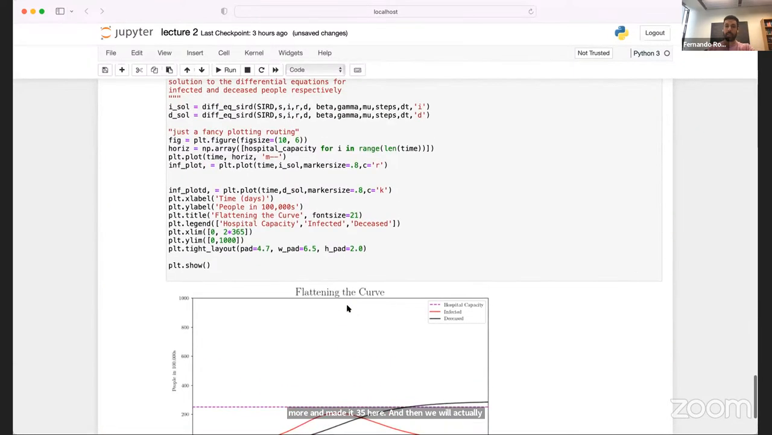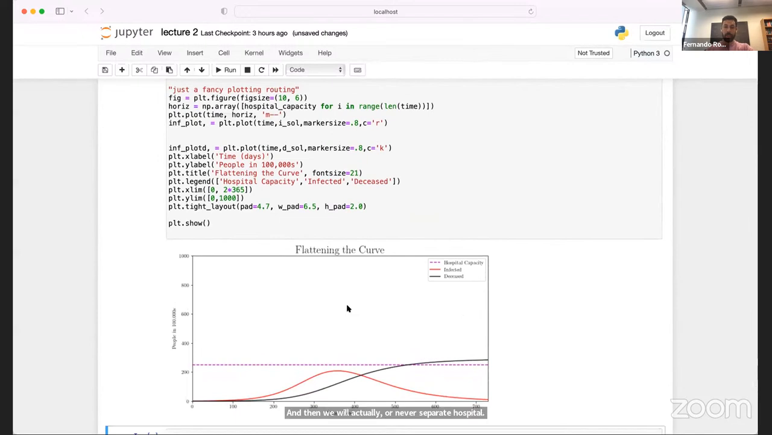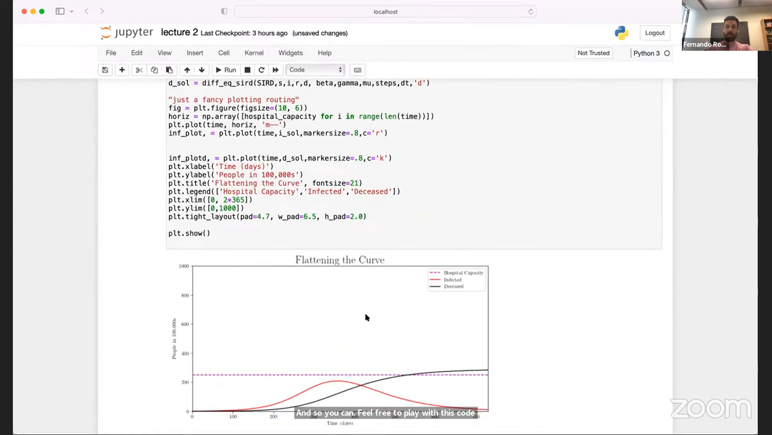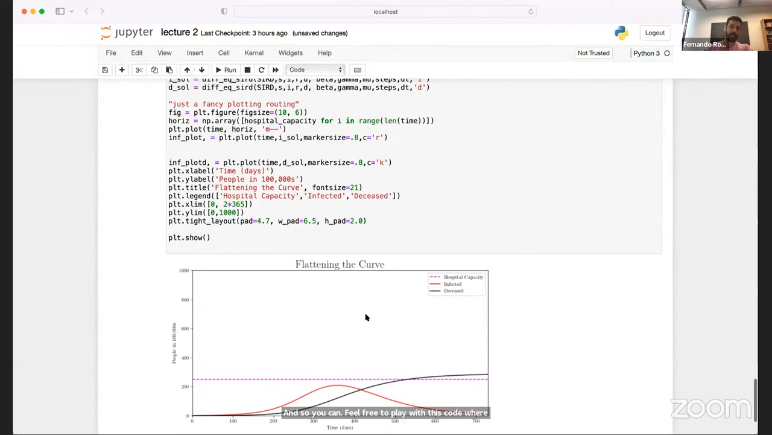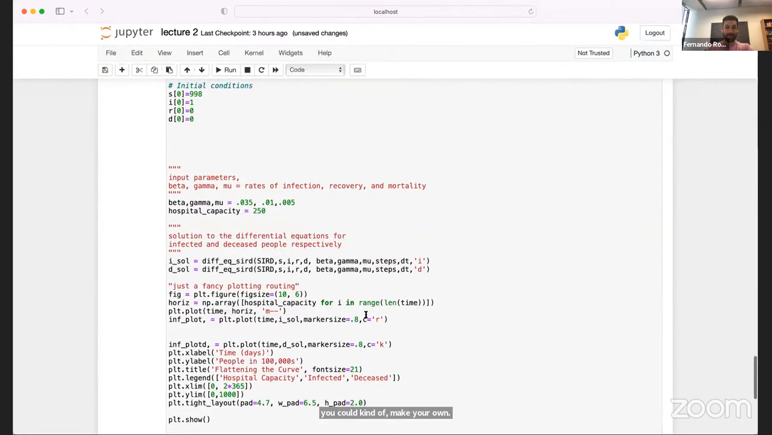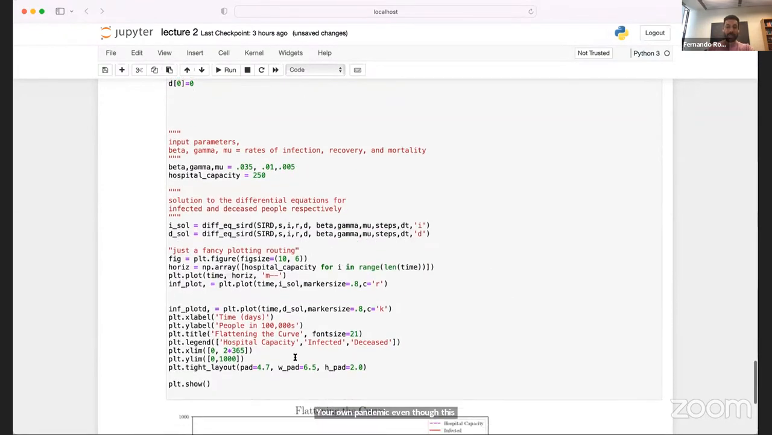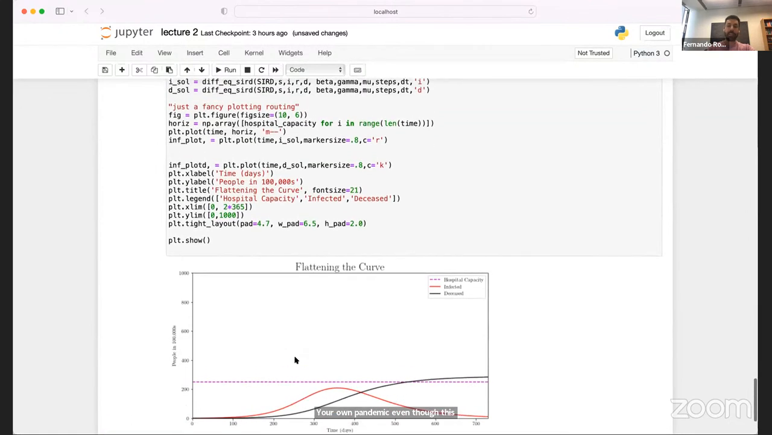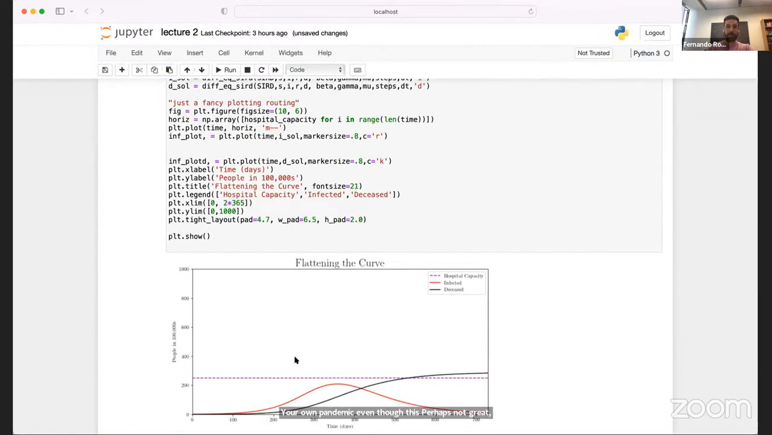And so you can feel free to play with this code, or you can make your own pandemic, even though this sounds perhaps not great, but you can play with the model and see how it works. And this model can be used not only for COVID, but also for the seasonal flu and things like that. So they can be really useful. And of course, you can make them arbitrarily complicated.